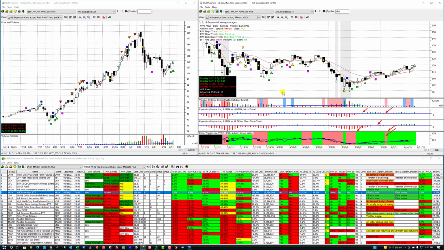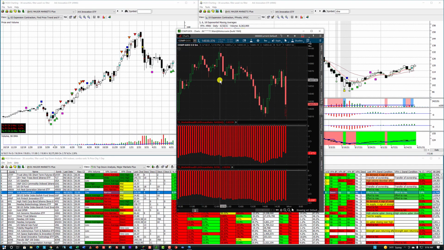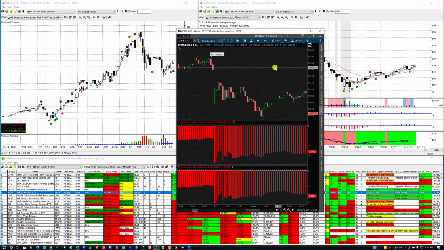So this is what I like about HCSI. I can just flip from chart to chart to get a different perspective on all of these, or on an ETF or security. So there is some strength, and this corresponds to that view that I showed you from Thinkorswim. Let me see if I can zoom out on this or just move over.